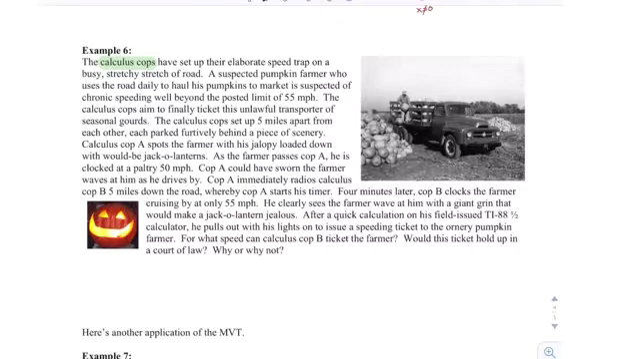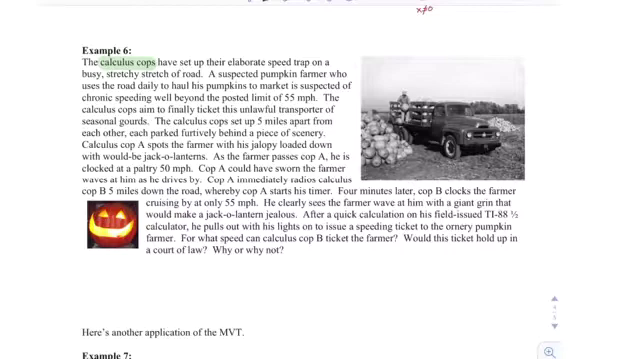After a quick calculation on his field issue TI 88.5, you only get those at the Calculus Cop Academy or eBay, he pulls out with his lights on to issue a speeding ticket to the ornery pumpkin farmer. Now here's the question. For what speed can they ticket him, and would it hold up in a court of law? Why or why not? Yeah, it would hold up in a court of law.